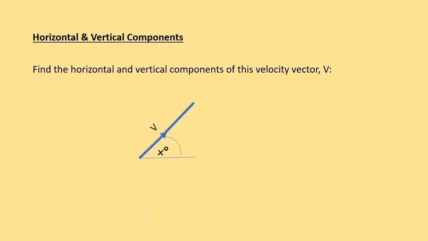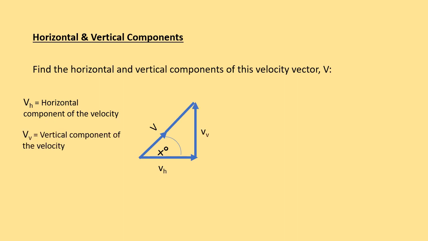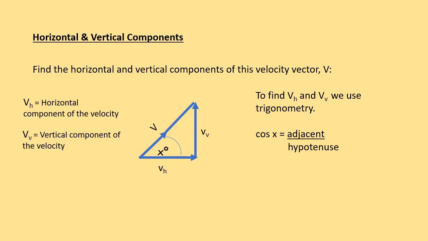So to find the horizontal and vertical components of a velocity vector v, we need to use trigonometry. So in this example here, we've got this velocity v at an angle of x to the horizontal. So the horizontal component I'm going to call VH for horizontal velocity. And this is the horizontal component of the velocity. And VV is the vertical component of the velocity. So to find VH and VV, we use trigonometry.